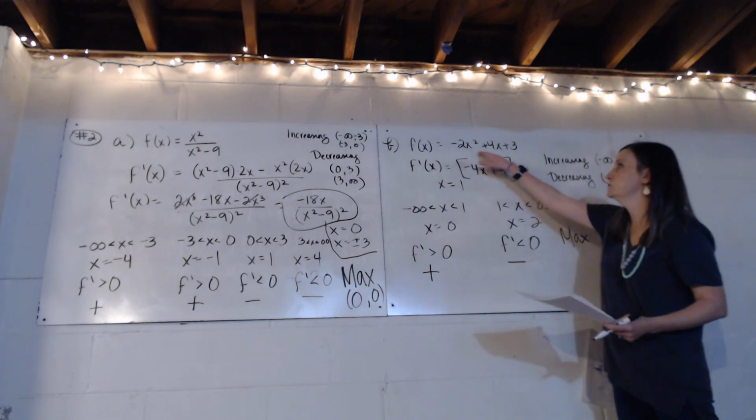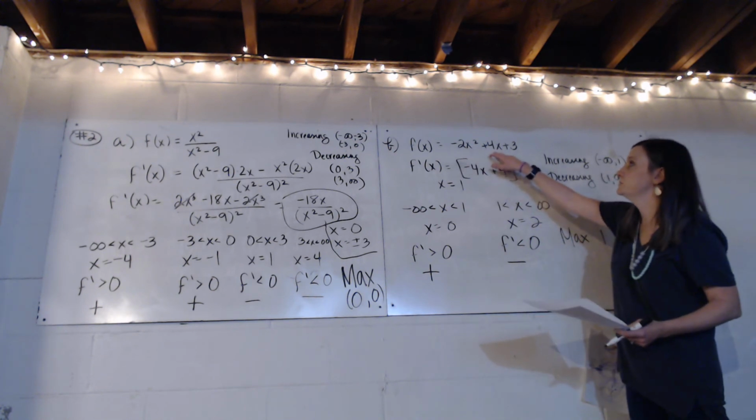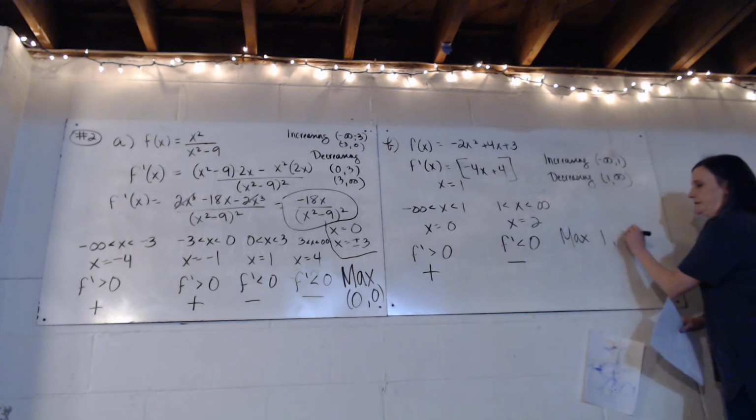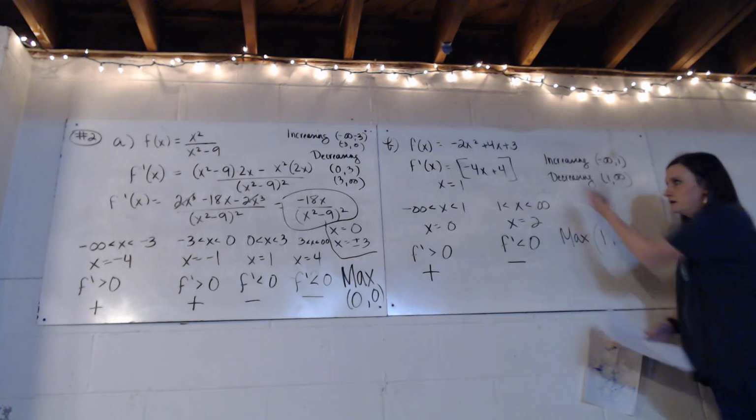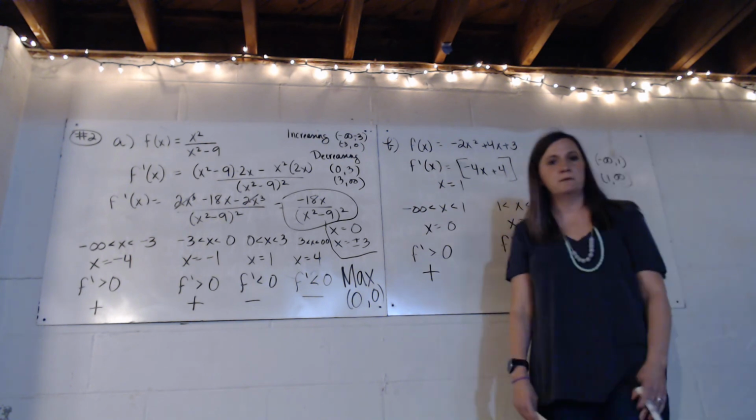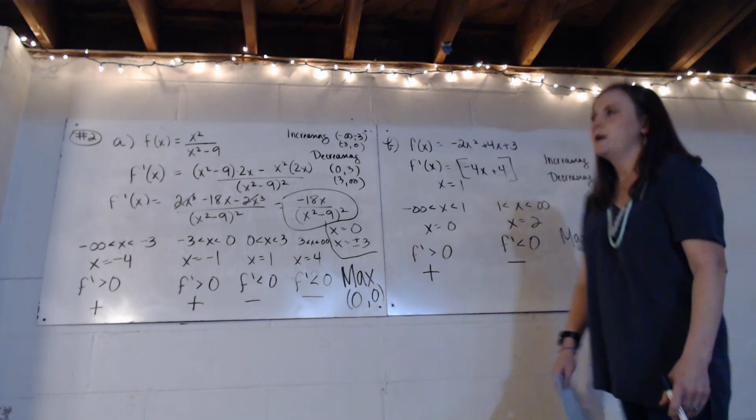Let's see, negative 2 plus 4 is 2 plus 3 is 5, I think. Asterisk that because I'm going off the top of my head. So this is my maximum value. Again, for this function, I don't have a defined minimum doing the first derivative test.